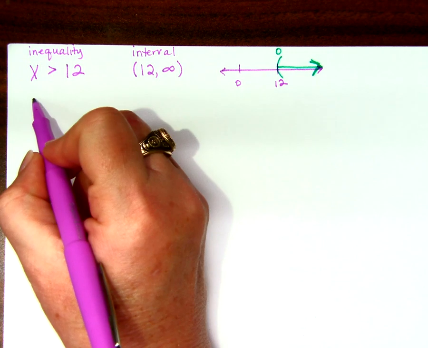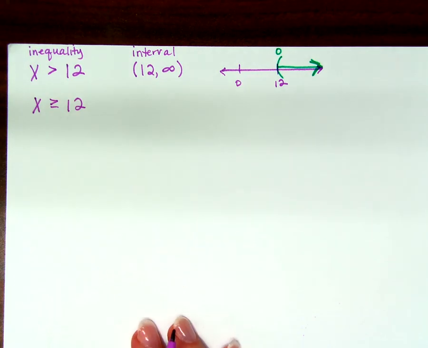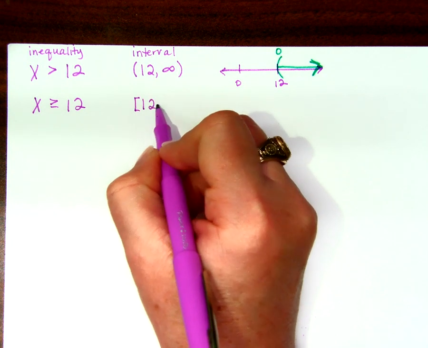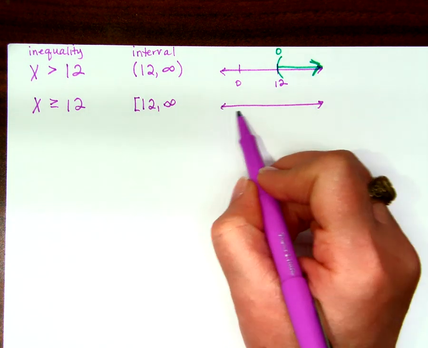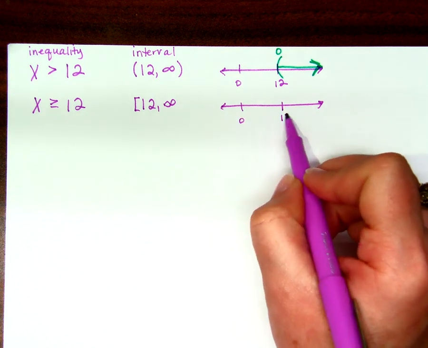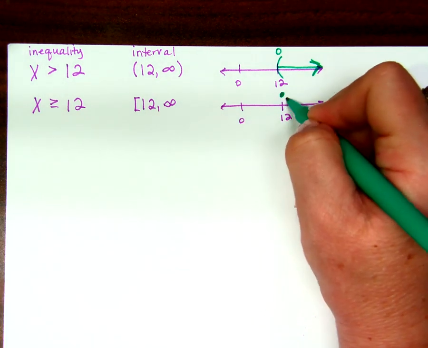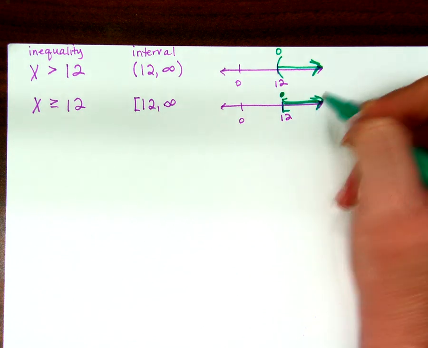So same kind of thing. What if it was x is greater than or equal to 12? What's the difference? Now 12 is part of the answer, right? So it is a bracket on 12. Going to infinity. And the graph? Correct. So either a closed circle or a bracket. Shading to the right again because it's greater than.